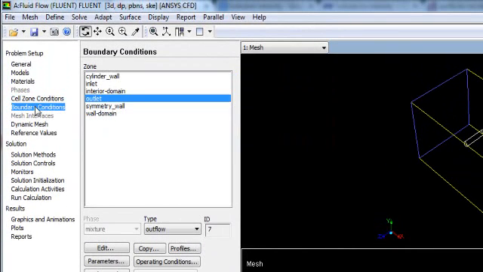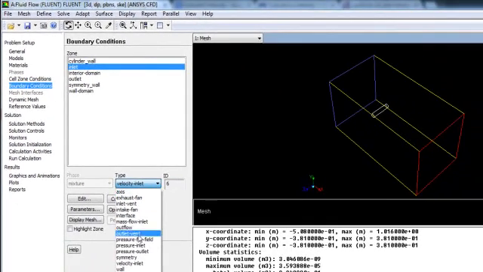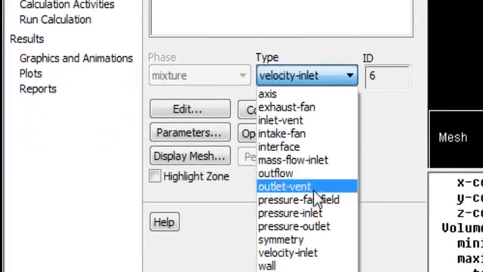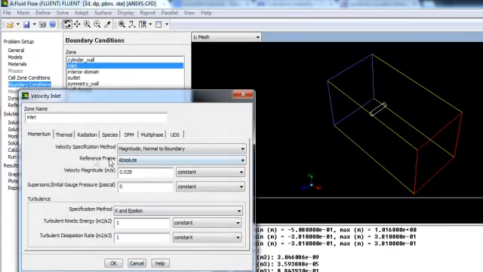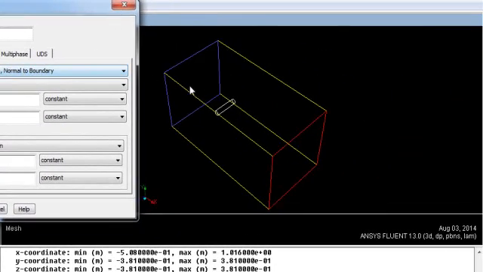Now the boundary condition. This is the most important part for turbulence modeling. If you go to inlet, the type of your inlet is right now velocity inlet. You can change it to pressure inlet or mass flow inlet, but right now we will stick with velocity inlet. So if you select the velocity inlet, then you will get this window, the velocity inlet window. Here you have the velocity specification method, that is the magnitude and normal to boundary. That means we will give the magnitude of the velocity and it will act normal to the inlet boundary.